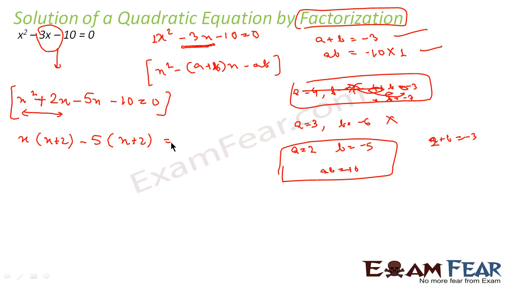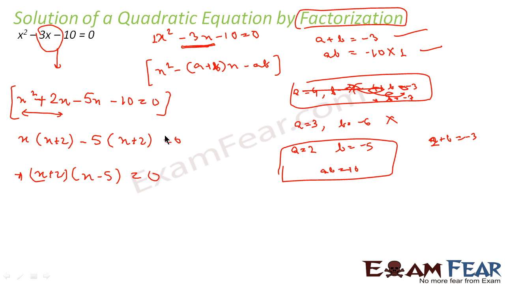I can write in this form, it's equal to 0. Now if you see x plus 2 is common in both, so I'll write (x plus 2) into (x minus 5) is equal to 0. And thus I have factorized this equation: x square minus 3x minus 10 I have written as (x plus 2) into (x minus 5).